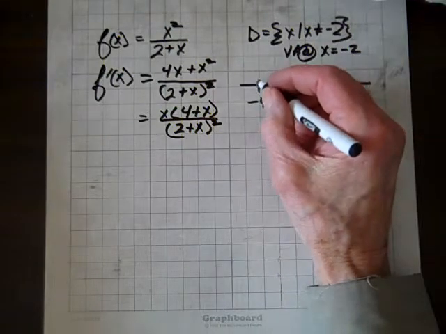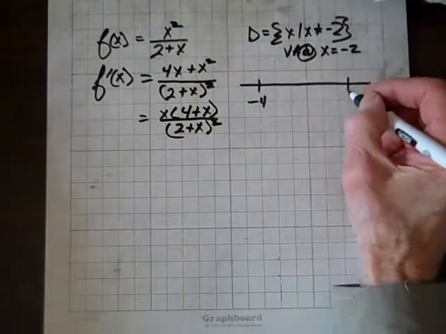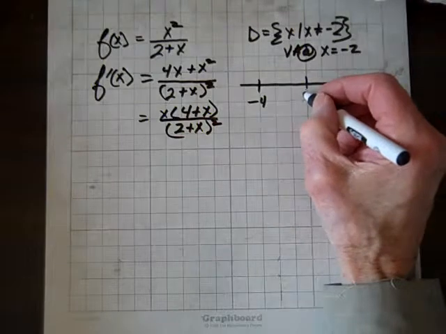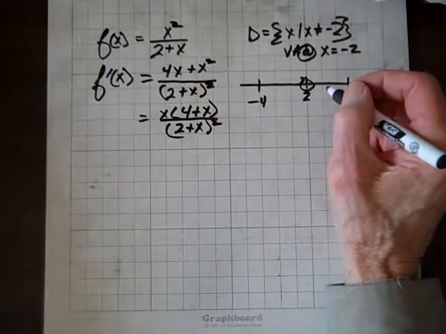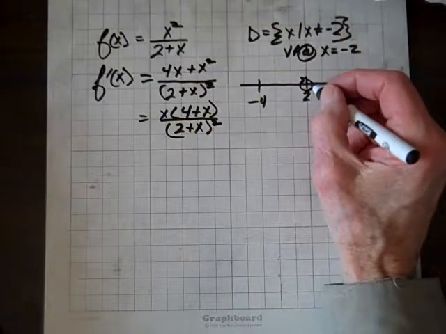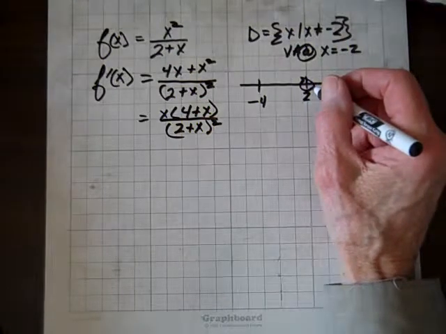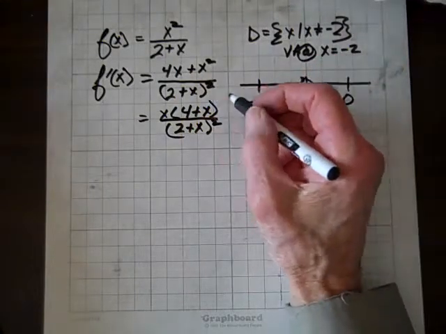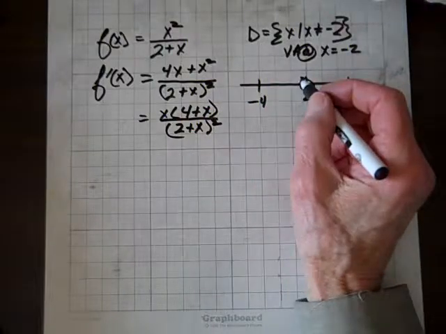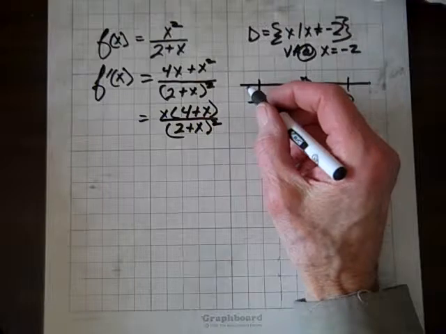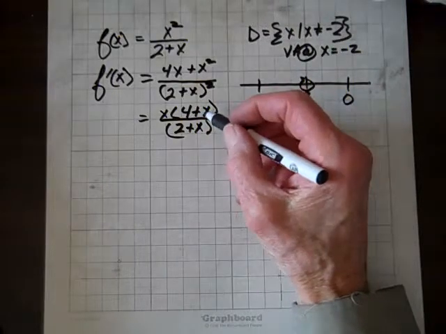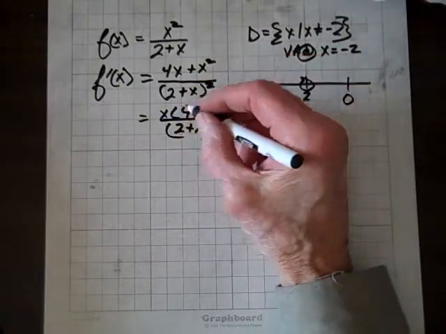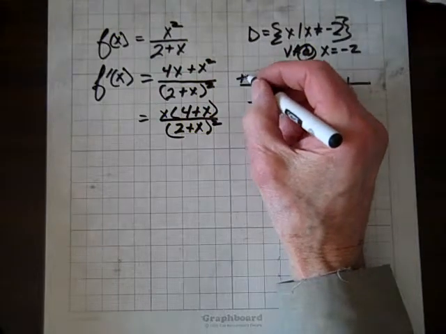-4. So there's -4, and here we are at 0. And here we are at -2, and at -2 we're undefined, of course. That's not in the domain. So now let's evaluate this derivative for these intervals, and if we pick a point less than -4, say -10, the denominator is always going to be positive. So -10 will have the product of two negatives up here, and that's going to be positive.